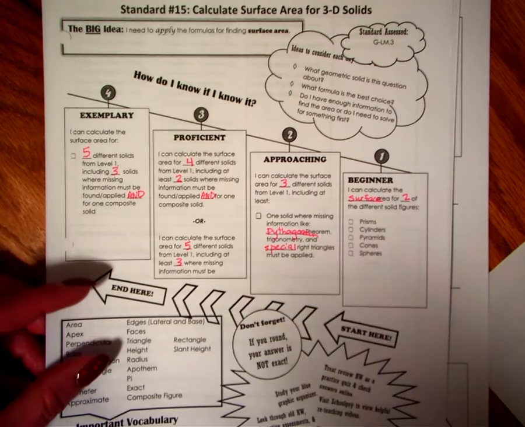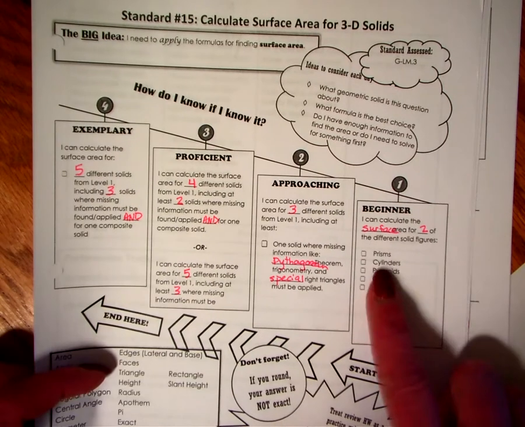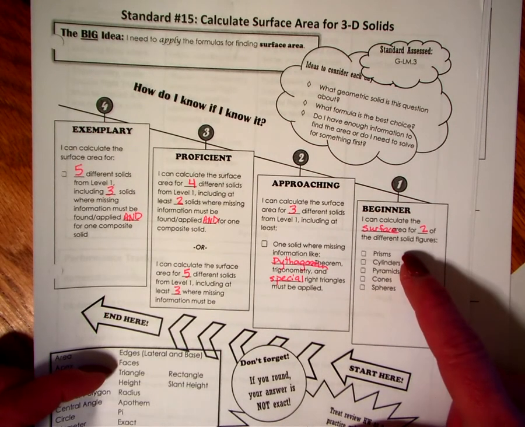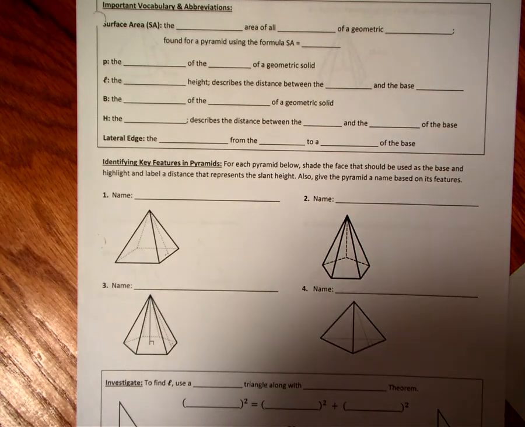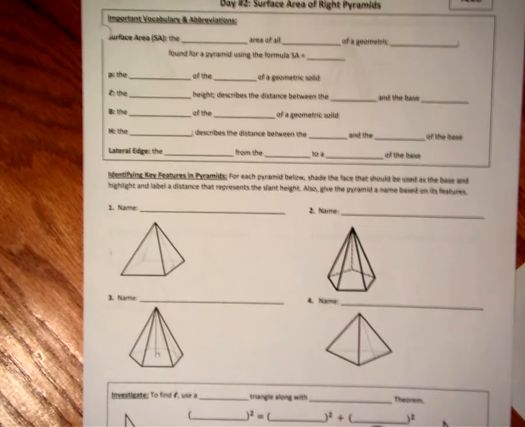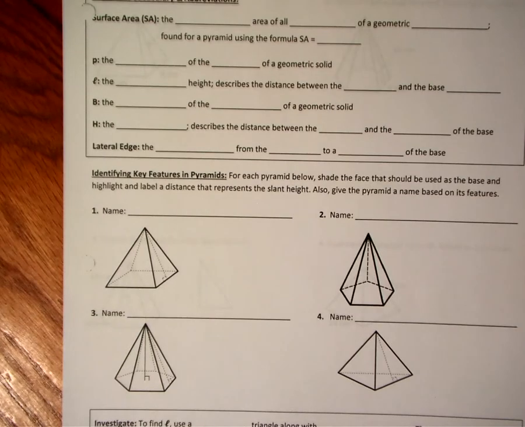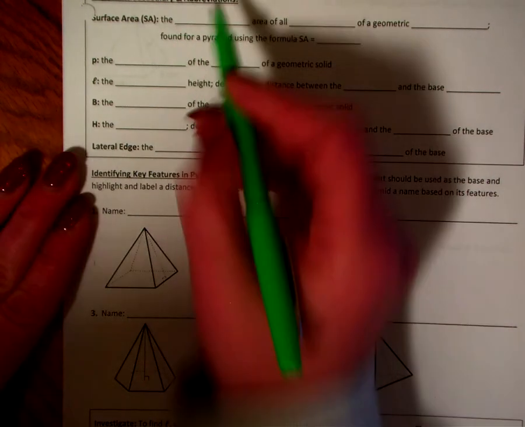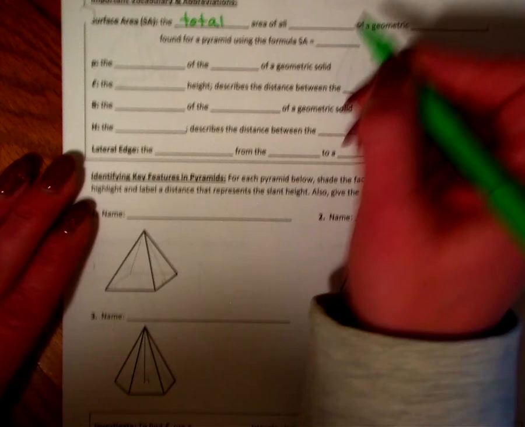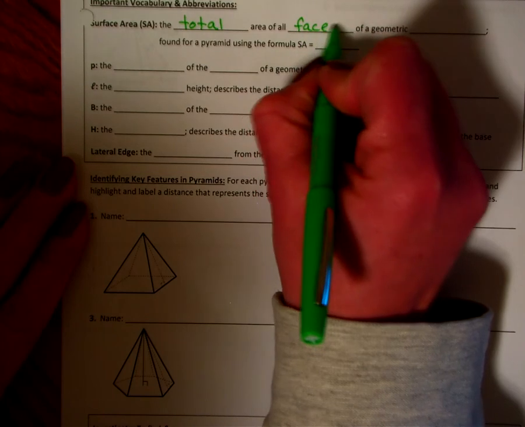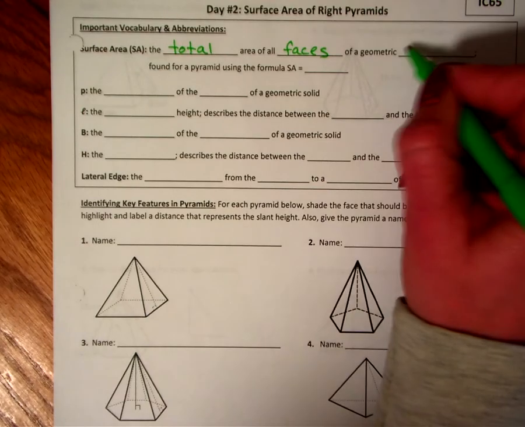Alright, geometry. As we continue our work on Standard 15, calculating surface area for 3D solids, we talked about prisms, and today we're going to look at pyramids. Okay, so finding the surface area of right pyramids. Finding the surface area, again, means we're finding the total area of all the faces or sides of a geometric solid.